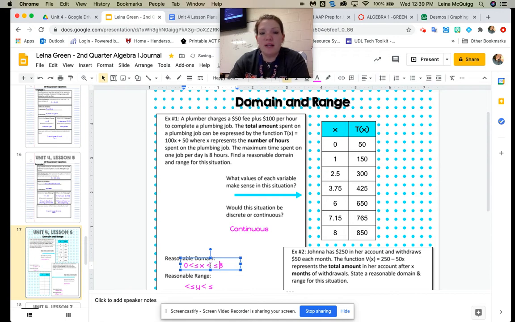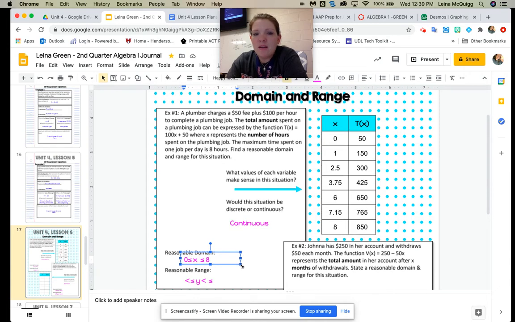So this is how we write continuous functions. It would be 0. We need to figure out, is it going to be less than or less than or equal to? So can he work 0 hours or can he not work 0 hours? Well, he can. He could just go out and give an estimate and not actually work, right? So since he can do that, we're going to have equal to. And then he can work 8 hours as well. So again, we're going to have an equal to. So we have 0 is less than or equal to x is less than or equal to 8. And this means that he can work any time, hours or minutes, between 0 hours and 8 hours.